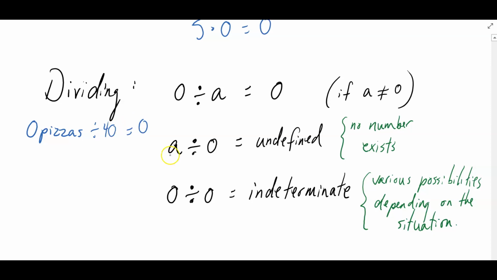The other way around, a divided by 0, anything divided by 0 is considered to be an undefined value. No number exists for this. Now, if both are 0, 0 divided by 0, this is called indeterminate. And that's because depending on the situation, there are various possibilities for what the result could be or how this is used. So for the most part, you will see we need to keep these two in mind. This one, less likely that you will run into that situation until you're into something like calculus, if you ever are.